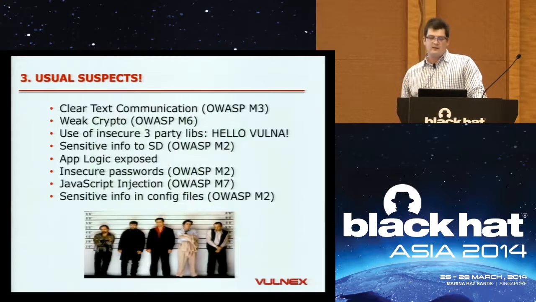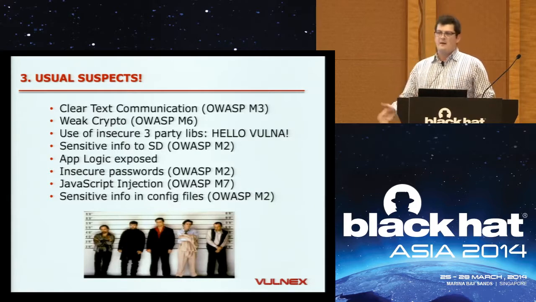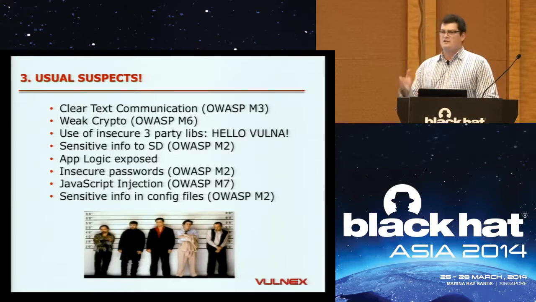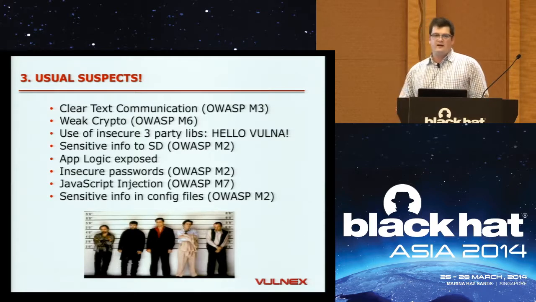For the vulnerabilities, at the end it's the same things as a regular mobile app on Android or iPhone, right? We pretty much found the same issues. We found clear text communication, weak cryptography, and insecure libraries like Heartbleed, a very high-risk vulnerability right now that many apps have at the moment. Sending sensitive information to the SD card. The entire application logic is exposed; for example, in PhoneGap you can get the entire application logic. Insecure passwords, JavaScript injections. So here we can see a lot of security risks.